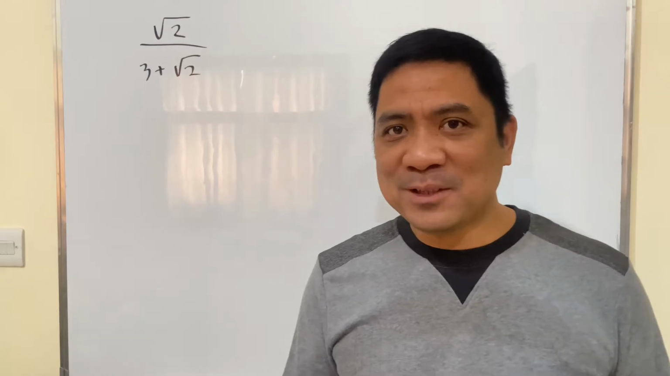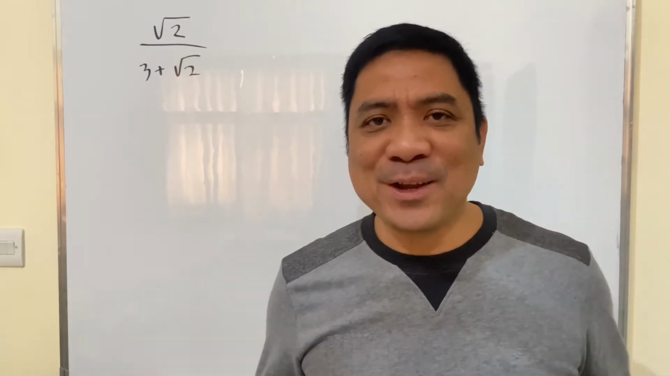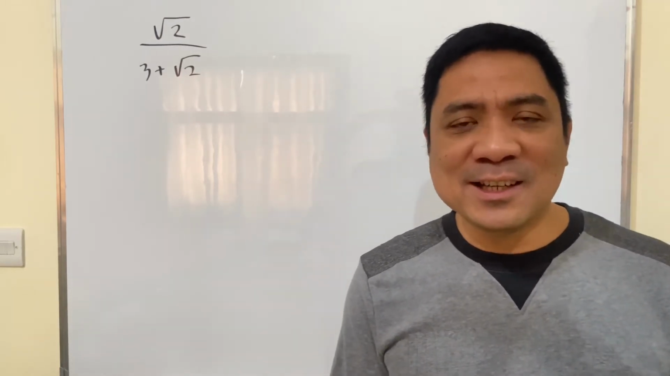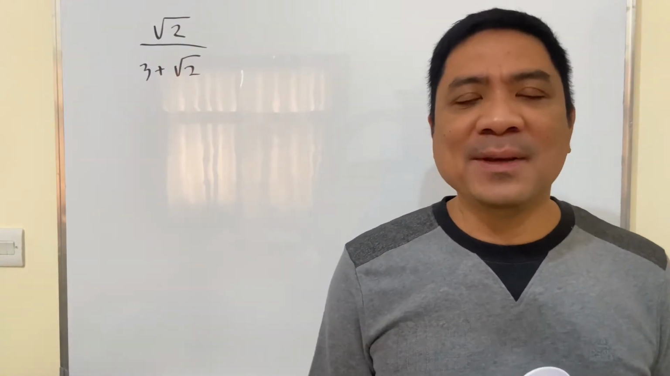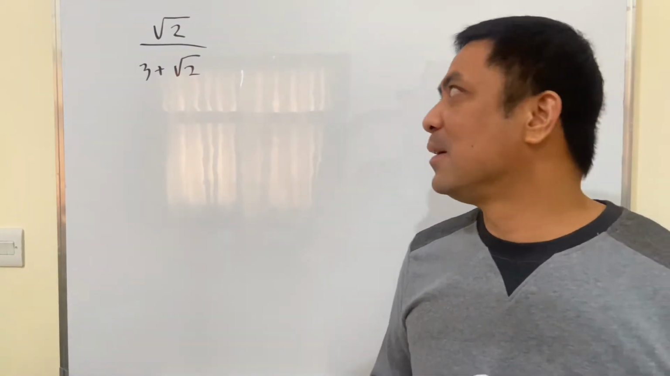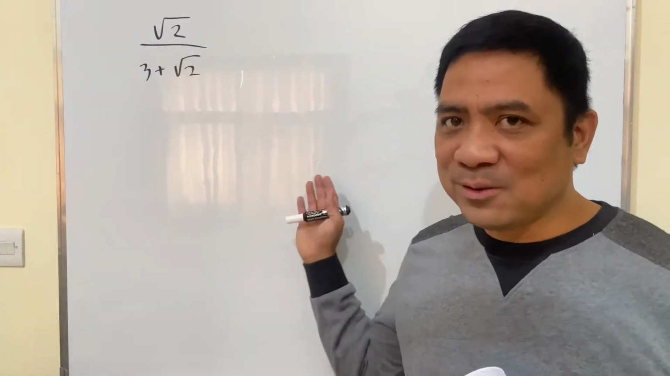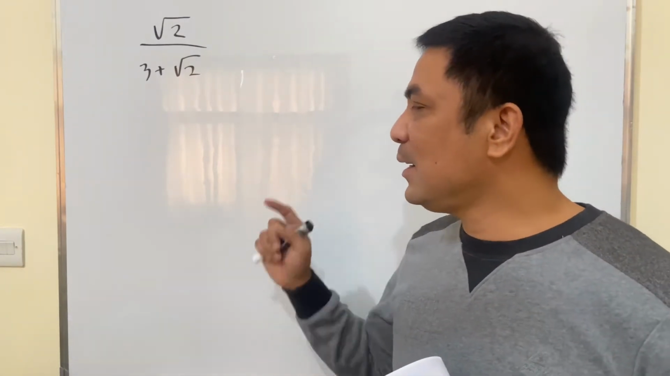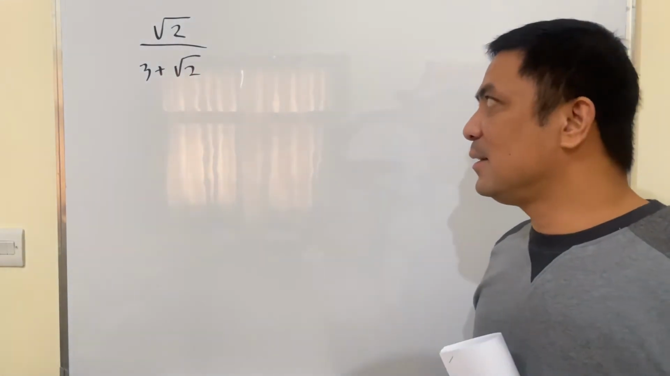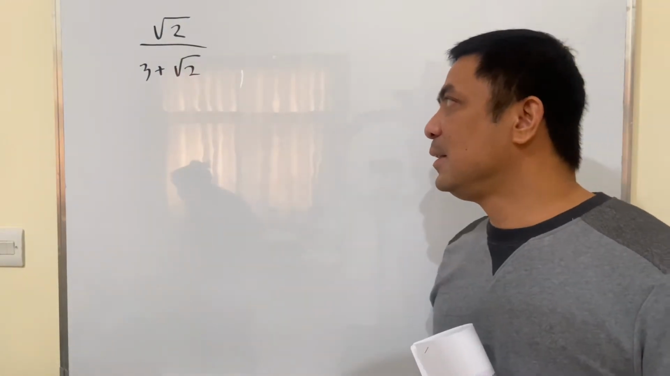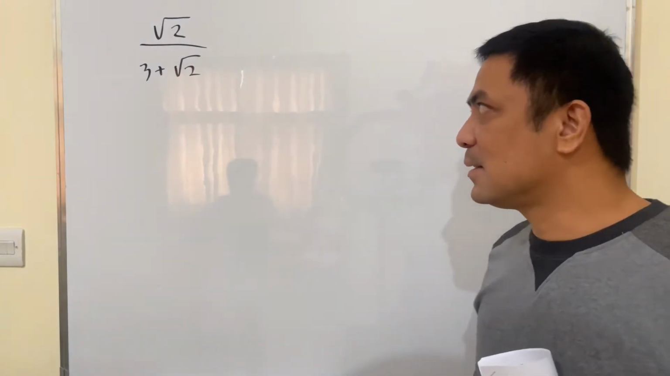So for today, we'll try to have a short break of our conic section series on analytic geometry. This time, we'll try to flex some of the assignments being sent to us by our subscribers. Okay, so let's go directly to our board. So the first one is we are asked to rationalize this: square root of 2 divided by 3 plus square root of 2.